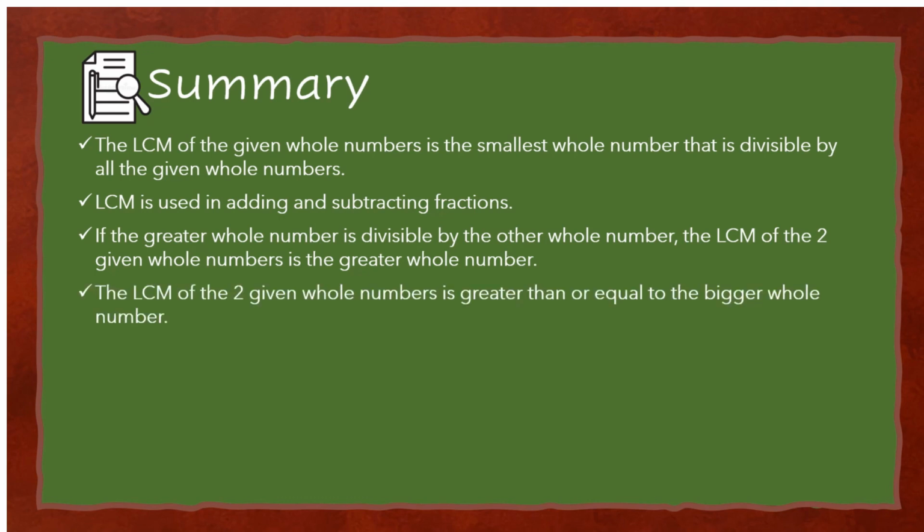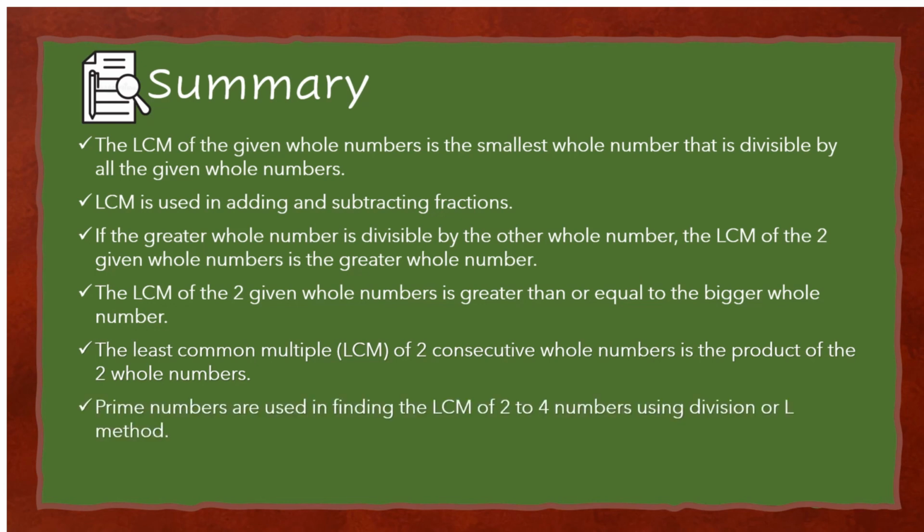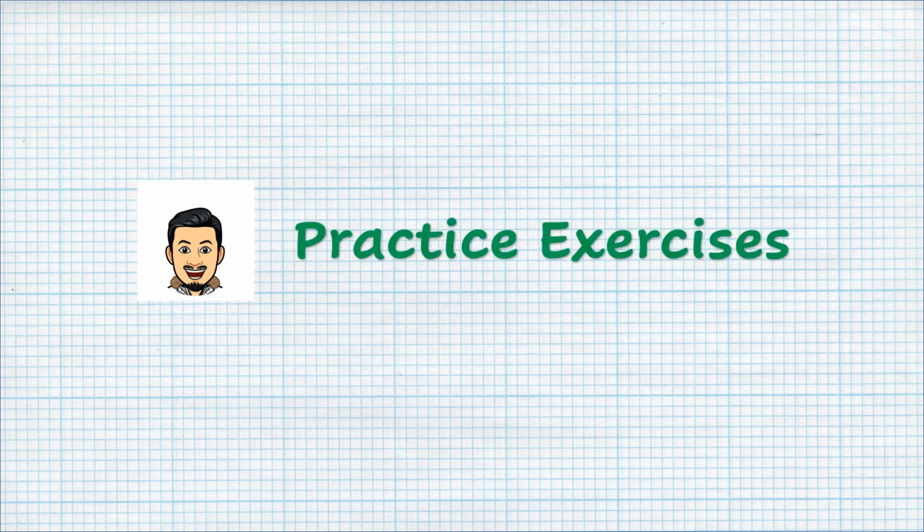The LCM of the two given whole numbers is greater than or equal to the bigger whole number. The least common multiple, or LCM, of two consecutive whole numbers is the product of the two whole numbers. Prime numbers are used in finding the LCM of 2 to 4 numbers using division or L method. Do not forget to answer the following practice exercises.